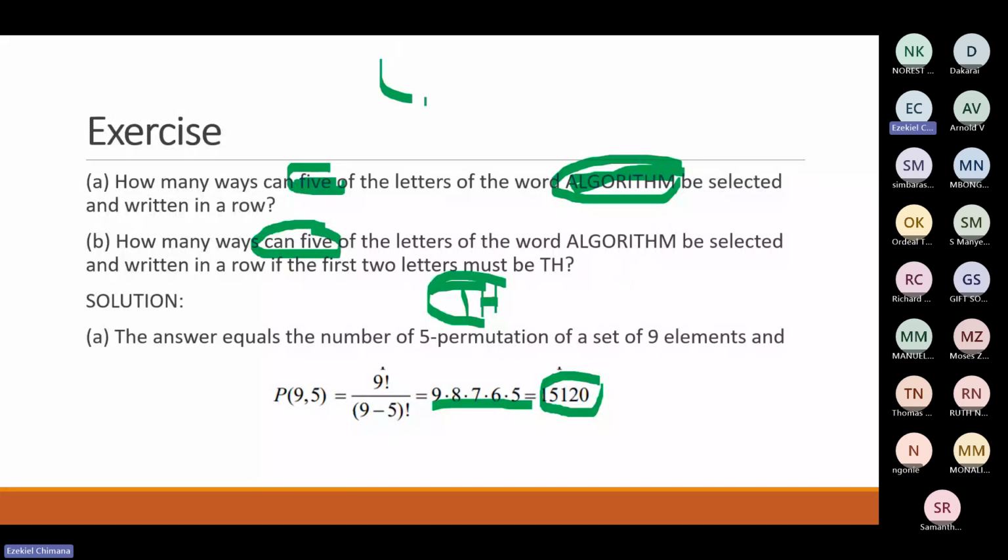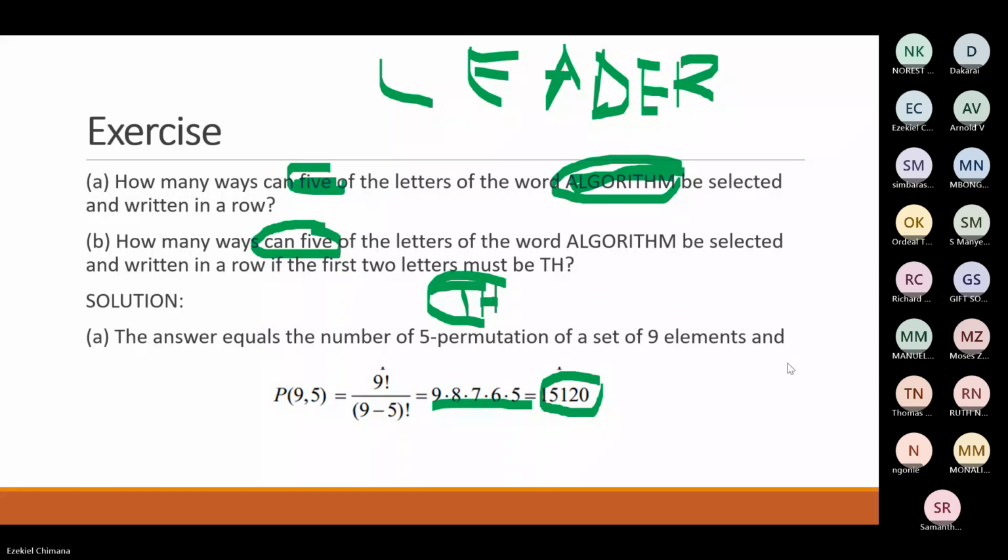So if it was leader, if you look at this one, it was leader, right? So I think you have to take this. Sorry.